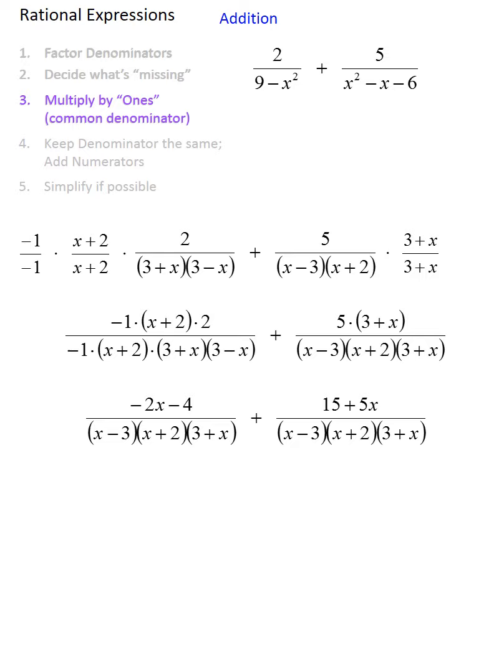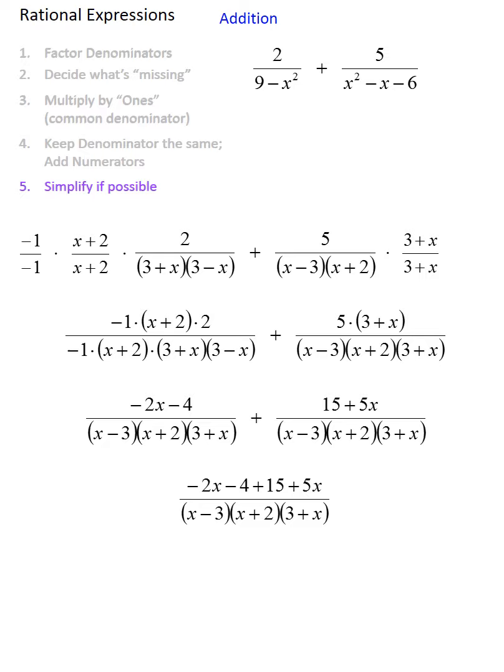Now that my denominators match, I've decided to write them both in the simpler way. And notice I've multiplied here, and I've multiplied here, and I've kept my same denominator. Again, it looks like I changed the denominator on the left, but those are really algebraically the same. Now I can go to step 4 and keep my denominators the same and add my numerators. And now on to step 5, simplify if possible.